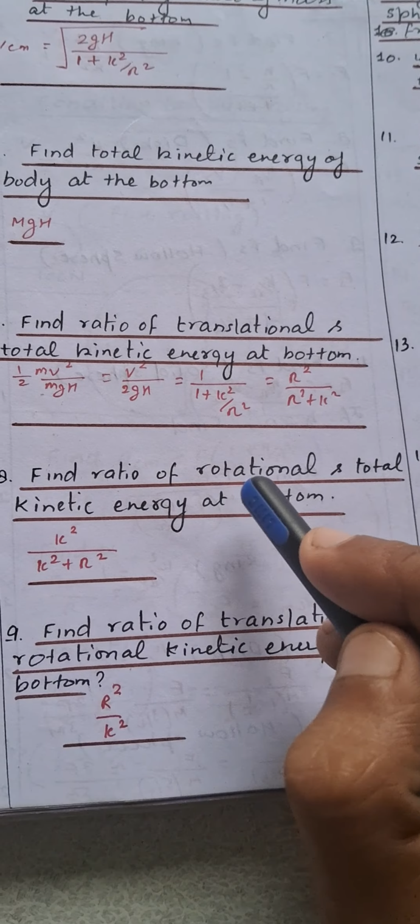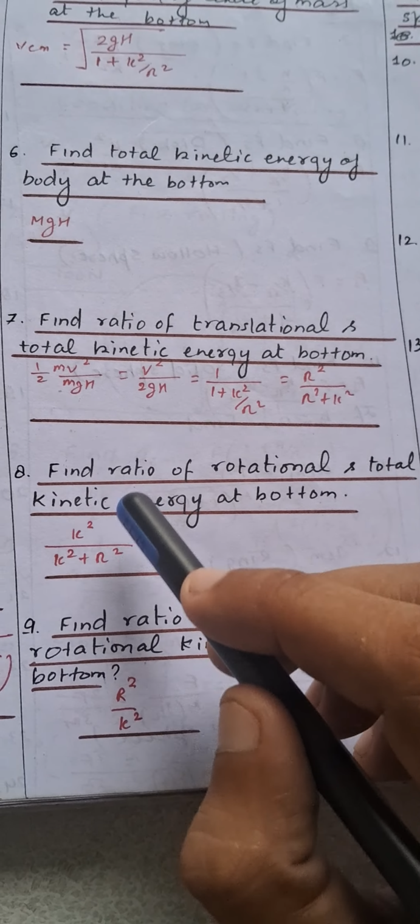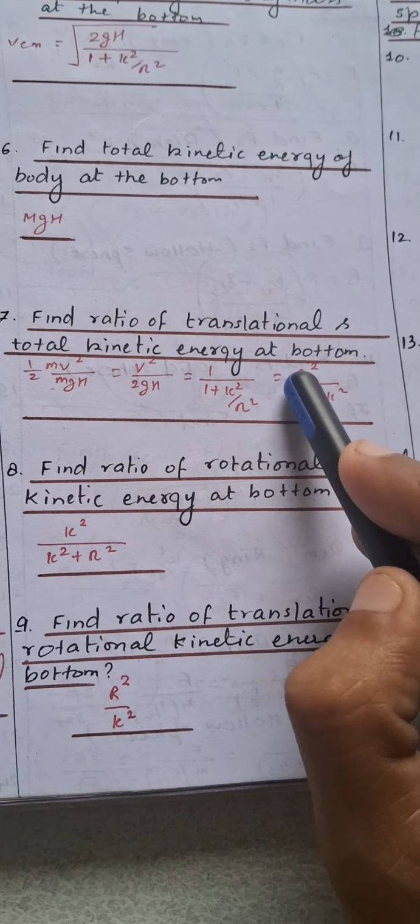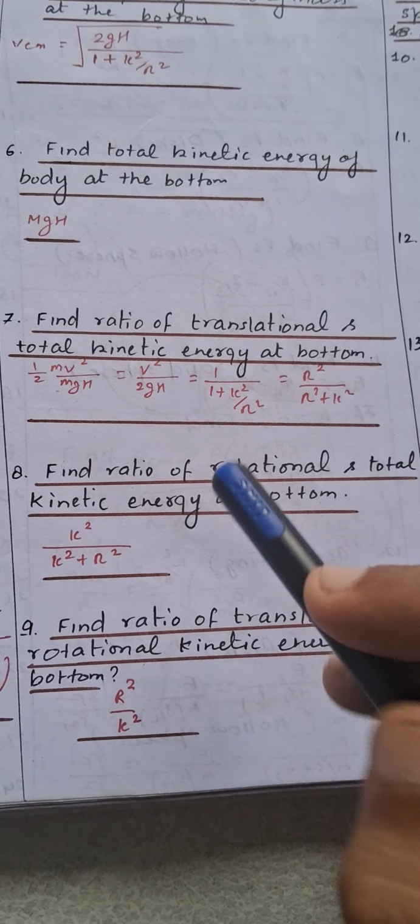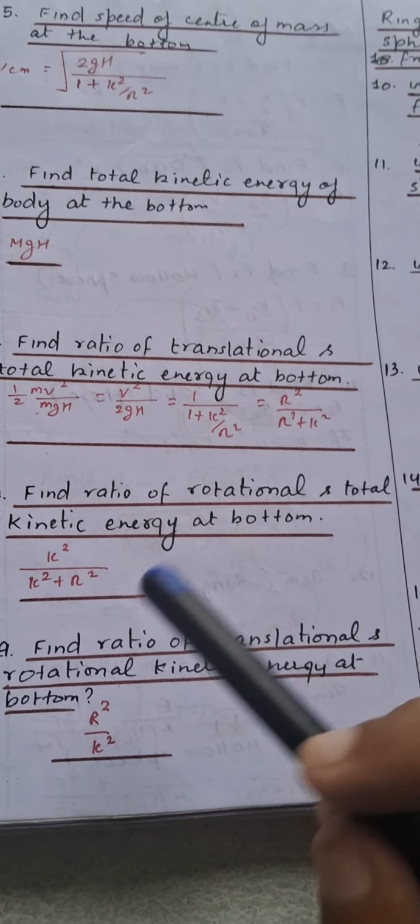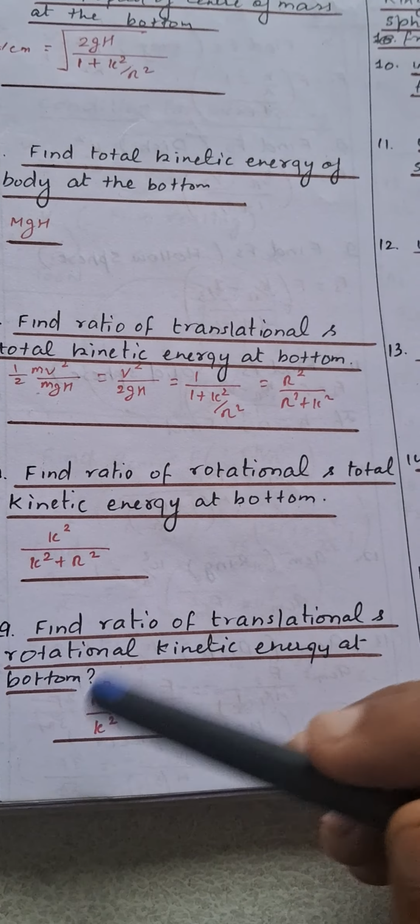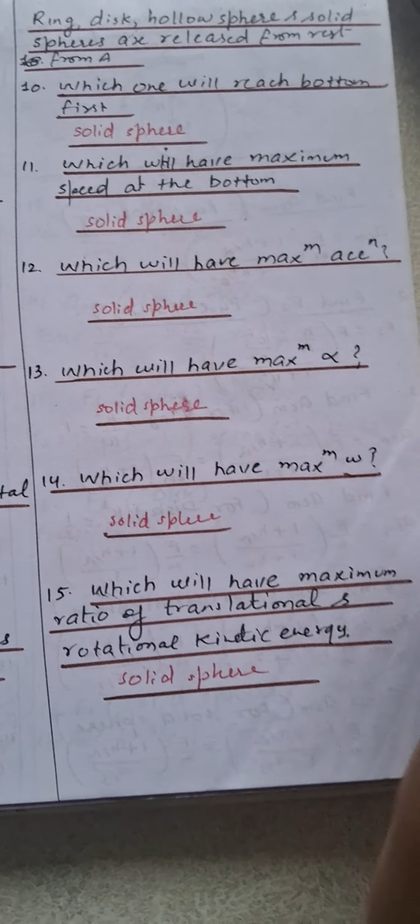Then we have find ratio of rotational and total kinetic energy at the bottom. So this will be 1 minus this thing, and after simplification it comes out to be k square by k square plus r square. Then we need to find ratio of translational and rotational kinetic energy. That will be r square by k square.